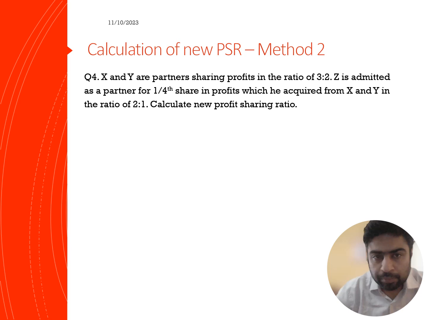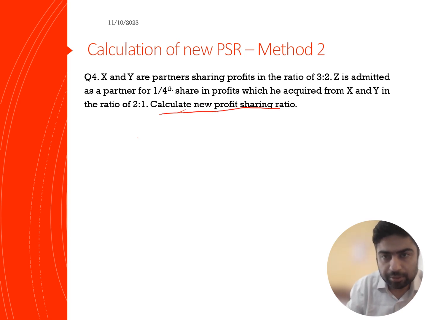This is method 2 which we are doing right now, and here in this method 2, this is the next question. In this question, X and Y are partners sharing profits in the ratio of 3 is to 2. Z is admitted as a partner for 1/4 share in profits, which he acquired from X and Y in the ratio of 2 is to 1. Now we are supposed to calculate the new PSR.